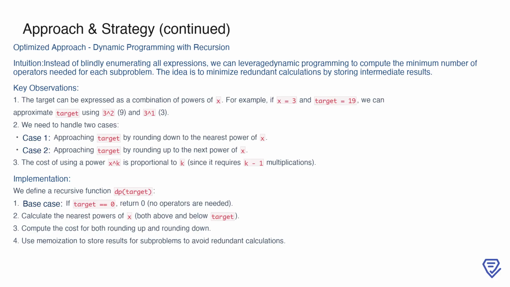This gives us two main cases to consider: rounding down the target to the nearest lower power of x or rounding up to the next higher power of x. Each of these cases has an associated cost, as using a power like x to the power of k requires k-1 multiplications. To implement this, we define a recursive function, dp(target). The base case is straightforward: if the target is 0, no operators are needed, so we return 0.